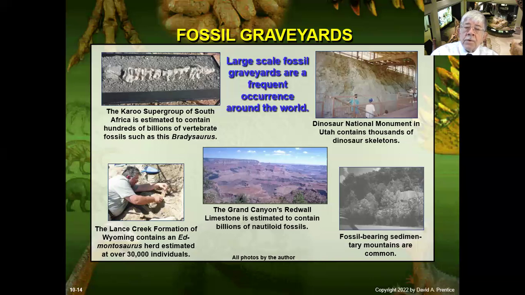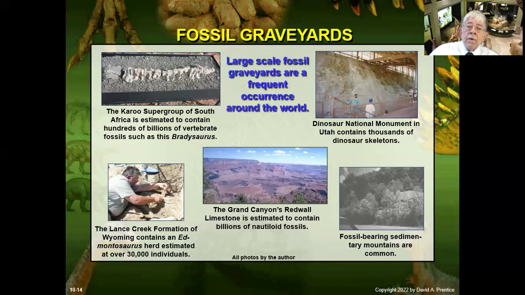Lower left, that's the Lance Creek Formation that I told you I got that fossil at. You can get involved in that and go dig fossils any summer you want, and you are guaranteed you're going to find some dinosaur bones. There's an Edmontosaurus herd estimated at over 30,000 individuals. That's a lot of creatures.